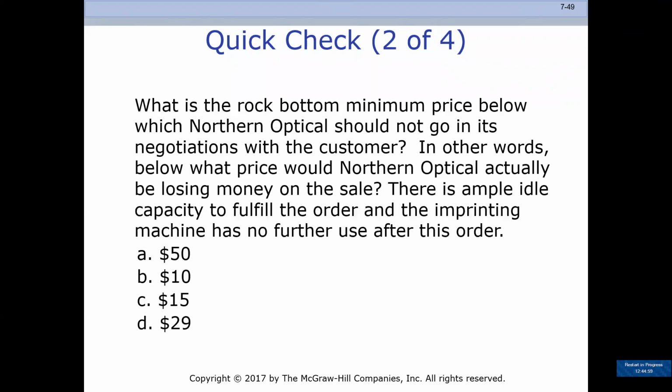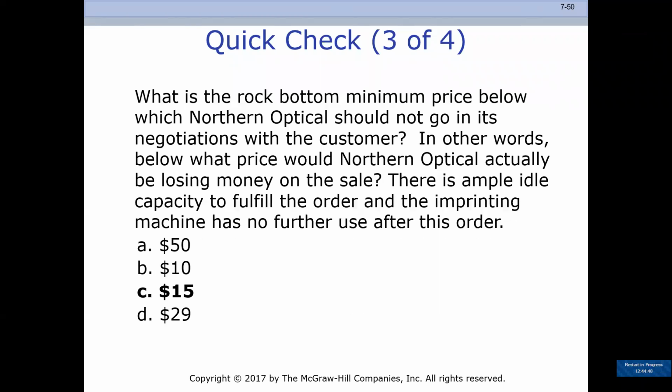Which is what they said in the next sentence. There's ample idle capacity to fulfill the order, so you don't have to say no to any of your existing customers because you have enough excess capacity. And the imprinting machine has no further use after this order, so you're not going to be able to sell it and get some cash inflow. There's no alternative usage. So it's 15.